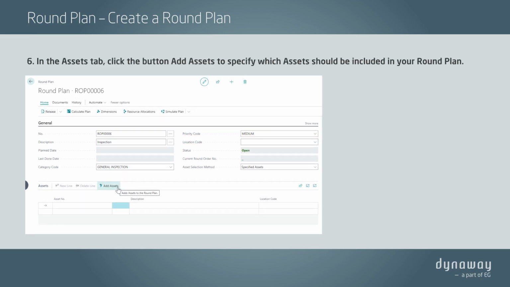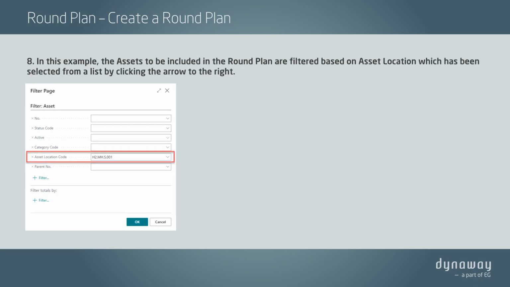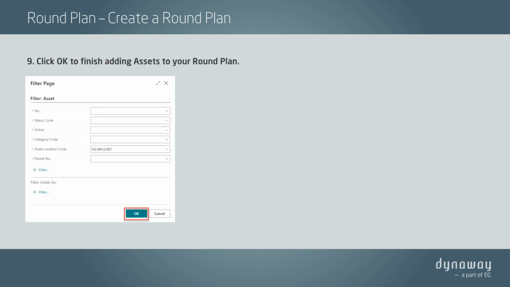In the Assets tab, click the button Add Assets to specify which assets should be included in your round plan. In the window, you can include assets in the round plan by selecting from various filters. In this example, the assets to be included in the round plan are filtered based on asset location, which has been selected from a list by clicking the arrow to the right. Click OK to finish adding assets to your round plan.